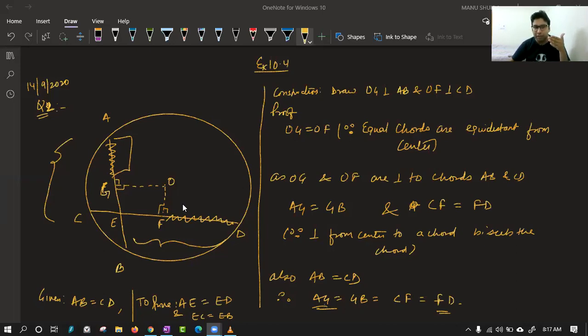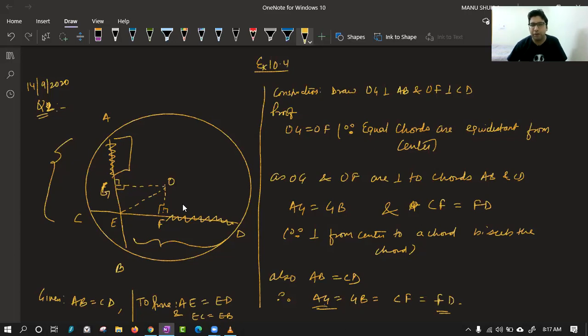So let me join this O and E. One more construction. Now we have got two triangles, and if somehow we prove them congruent, we can say GE is equal to EF, and we can add that portion in above portion. What do you say? How will you prove them congruent, class? Tell me. How will you prove them congruent?